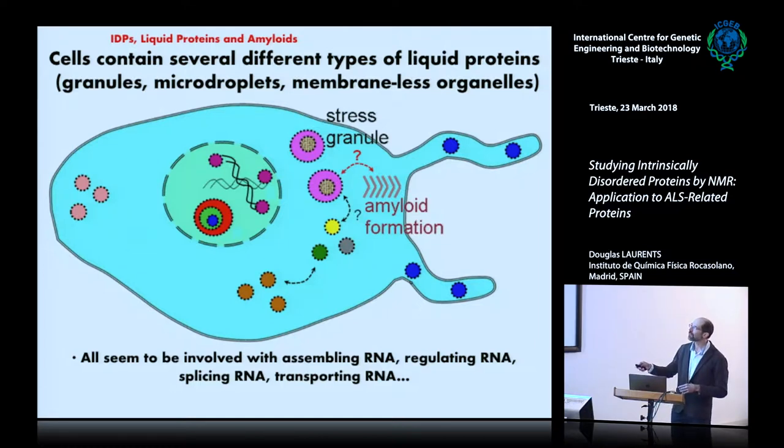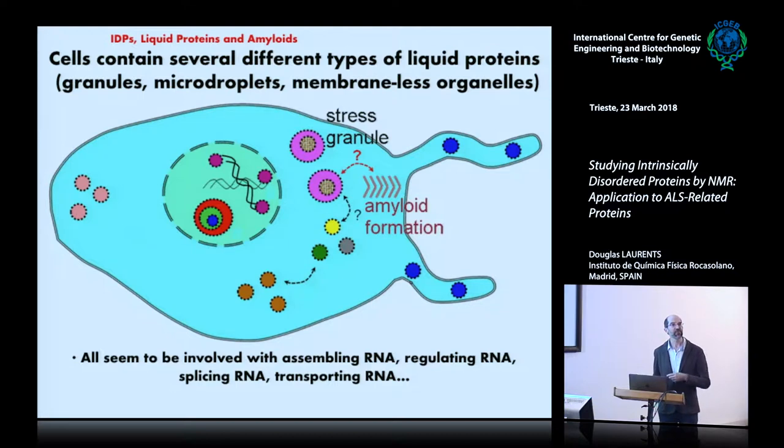One of them, called the nucleoli, is even composed of three layers of liquid proteins that are different, and they don't mix. And they act like an assembly line to produce ribosomes. The one that we're interested in is the stress granule. The stress granule seems to have two layers, a core and a shell. And in the stress granule, which is formed by proteins and RNA when the cell is stressed, you can have sometimes amyloid formation.